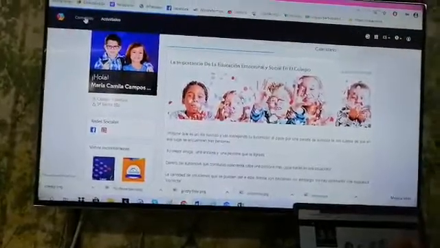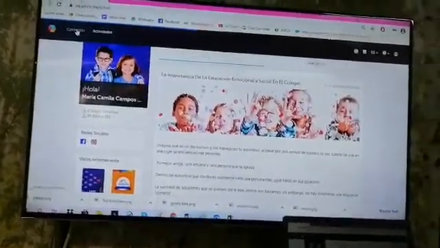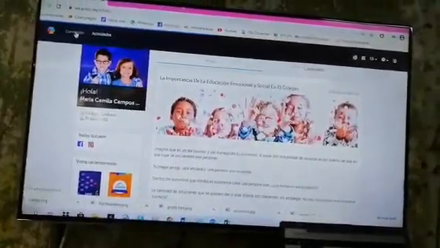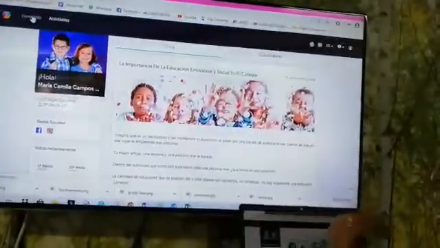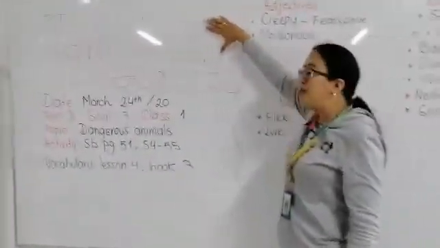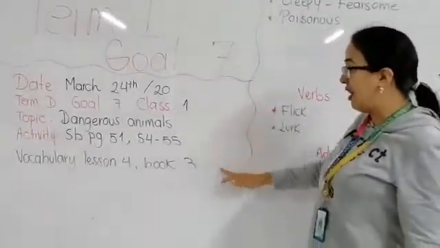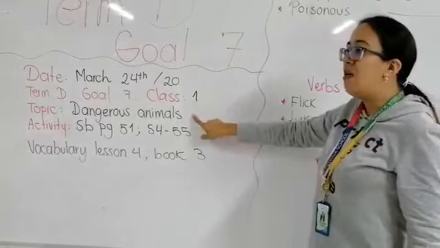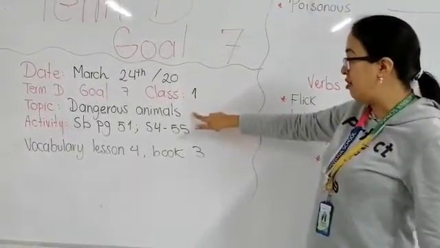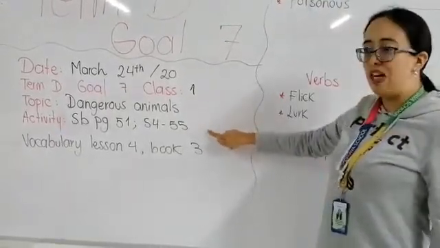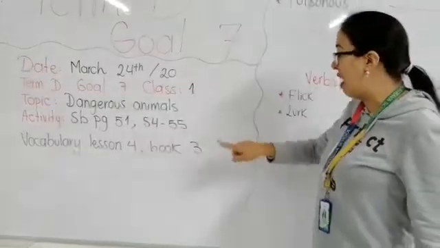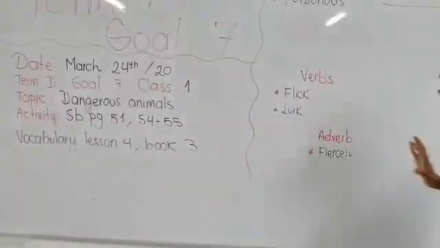Content, quickly please. Well, in the meantime, probably I can show you the protocol while we get ready with this. So here is the whole protocol of the class. Remember that you usually have one full page of your notebook for doing this. Term D, Goal 7. This is our first class in which we are introducing vocabulary related to dangerous animals. These are the pages of the book that you're going to develop, and that's the vocabulary.